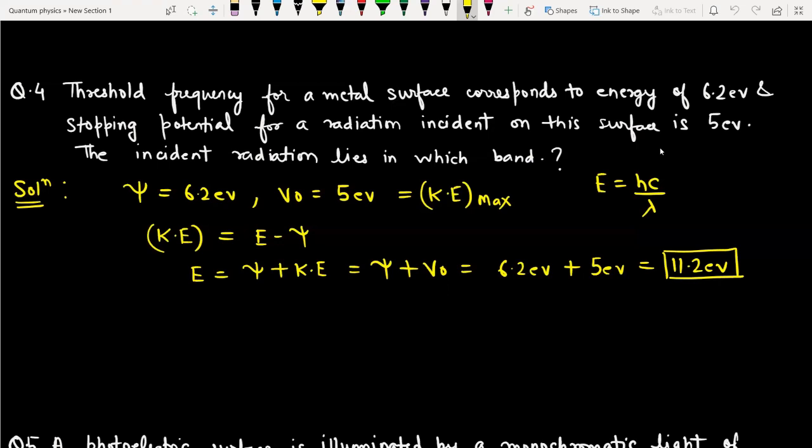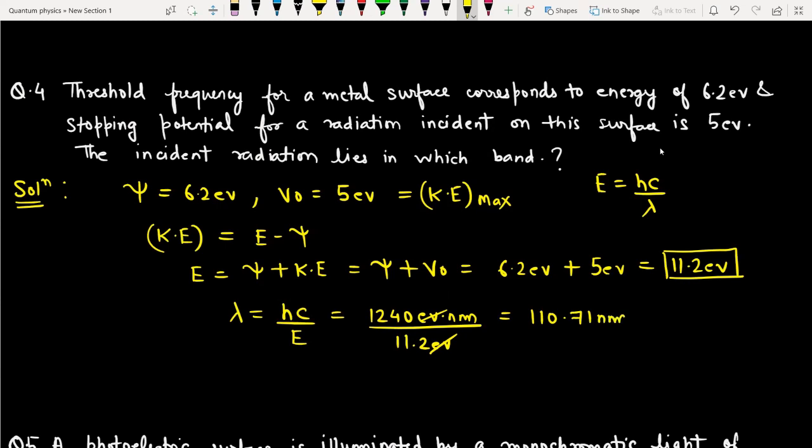So this becomes 11.2 electron volts, and now we can just use this expression: lambda is equal to hc over E, and this hc is 1240 eV nm, over the energy that we use, which is 11.2 electron volts. Cancel this out. This becomes 110.71 nm.